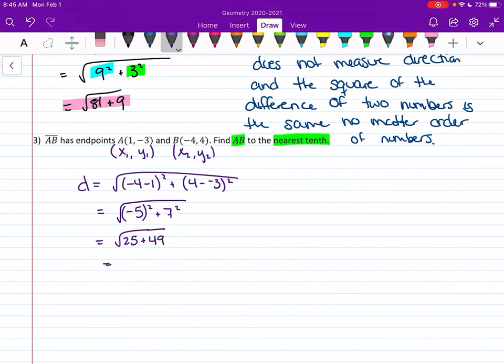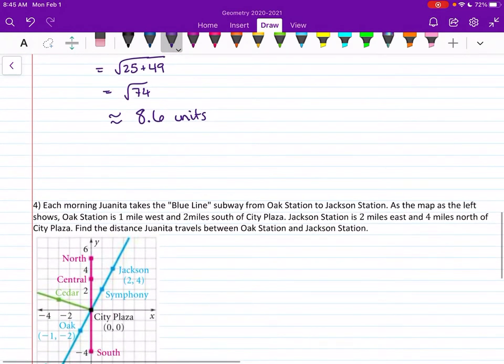So what is the square root of 25 plus 49? This is where I need my handy dandy calculator. 25 plus 49 is 74. And this problem does not ask for simplest radical form, it just asks for the nearest tenth. So I can go ahead and find the square root of 74 on my calculator right away, without doing simplest radical form. And I get about 8.6 units. All right, let's do the next example.